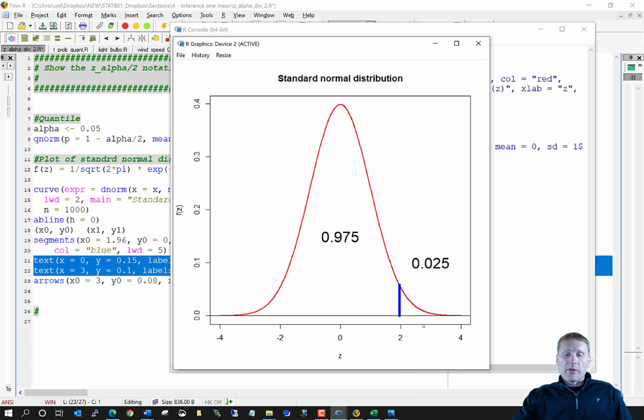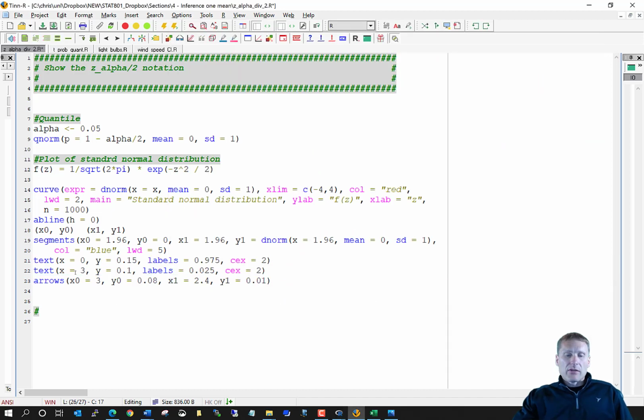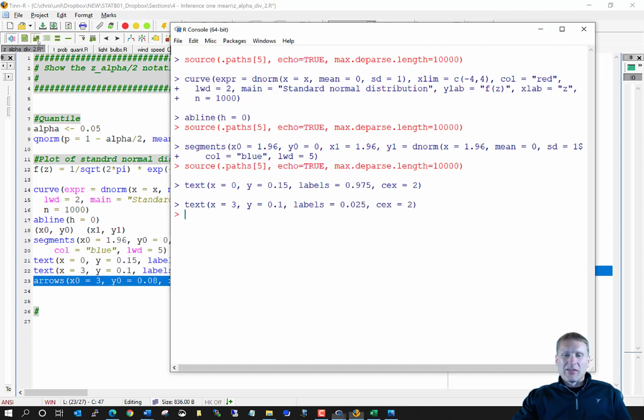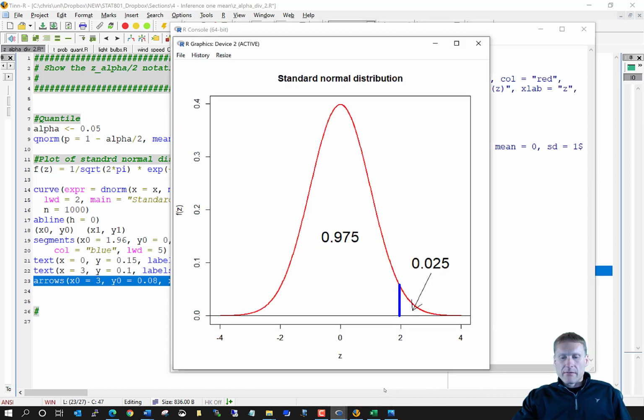And lastly, what I want to do with this plot is draw an arrow to show that this area underneath the curve here is 0.025. To do that, I can use the arrows function. Where do I want the arrow to start? Let's say the x-axis value of 3, y-axis value of 0.08. Where do I want it to end? Let's say x-axis value 2.5, 2.4, y-axis value of 0.01. Note that I had to try a few different values there to get it to look good. And there's my arrow. Okay, so that's how you can do that plot.